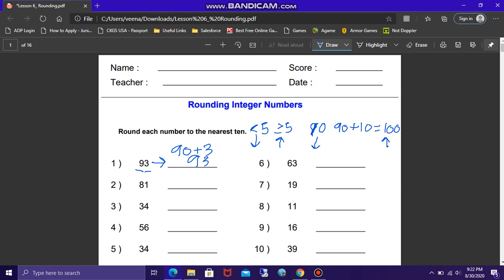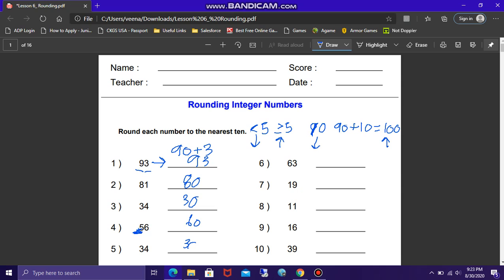So for the second one, same dilemma. Oh, wait, it's below a 5, so that would be rounding down, meaning it's an 80. Second one, below 5, so 30. Now this one, it's greater than or equal to 5, since it's a 6. Now we have to add 10 to this number. So what's 50 plus 10, or 5 plus 1? 60.